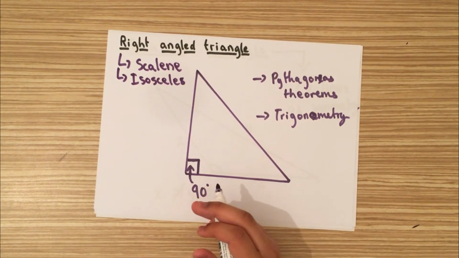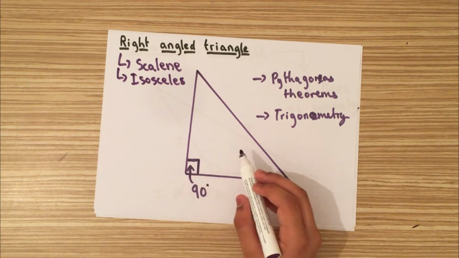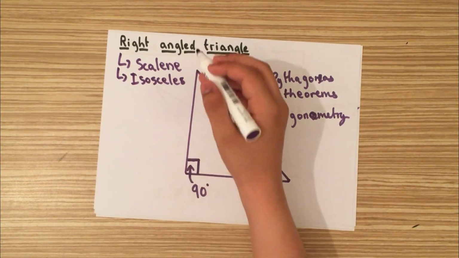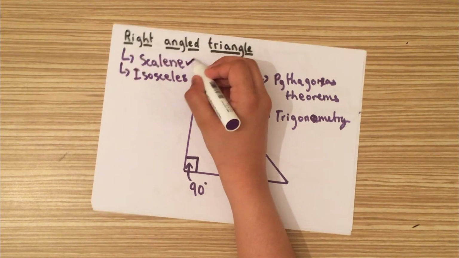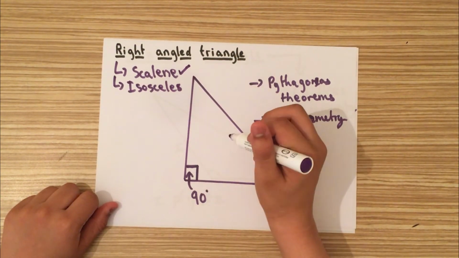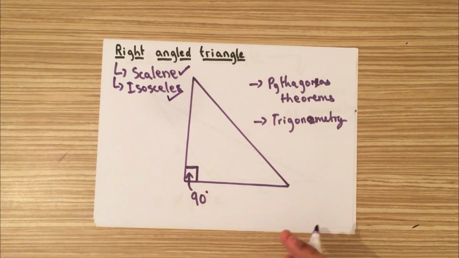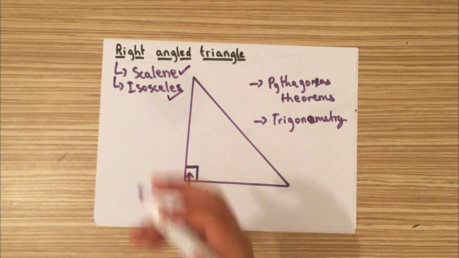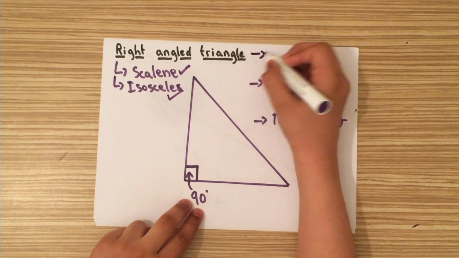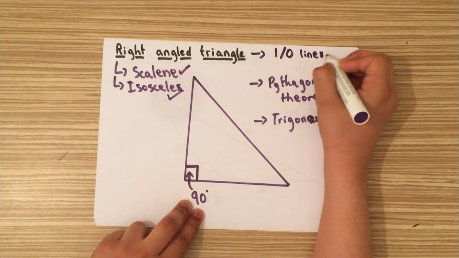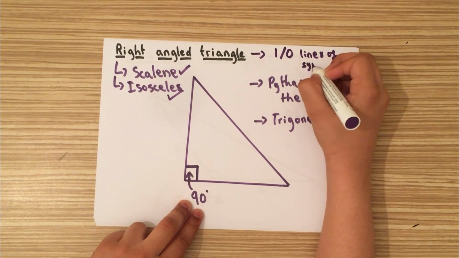But it can't be equilateral because then each angle should be 60, but one angle should be 90 to be a right-angled triangle. So if the right-angled triangle is scalene, then it would mean that it has no lines of symmetry, as we already learned. And if it's isosceles, that would mean that it would have one line of symmetry. So a right-angled triangle can either have 1 or 0 lines of symmetry.